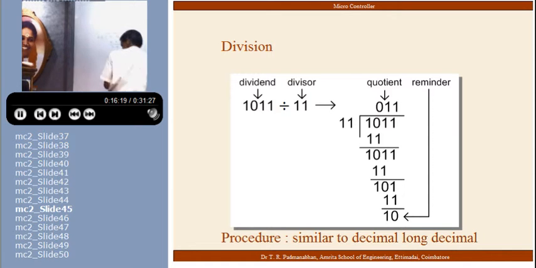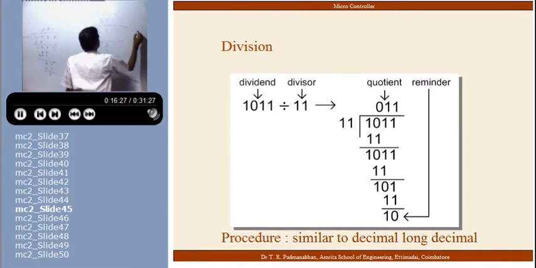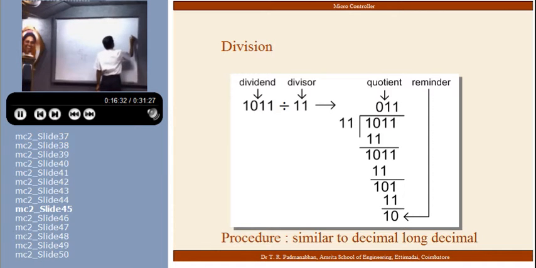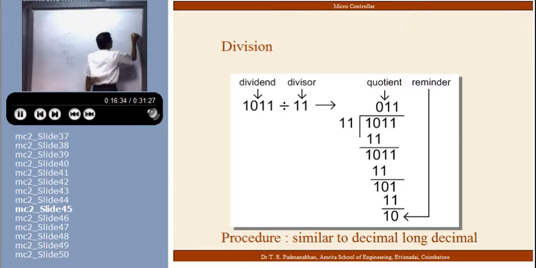This 1011, as a decimal number, is what? 1, 2, 3 plus 8, 11. 11 divided by 3 is 3, remainder 8.